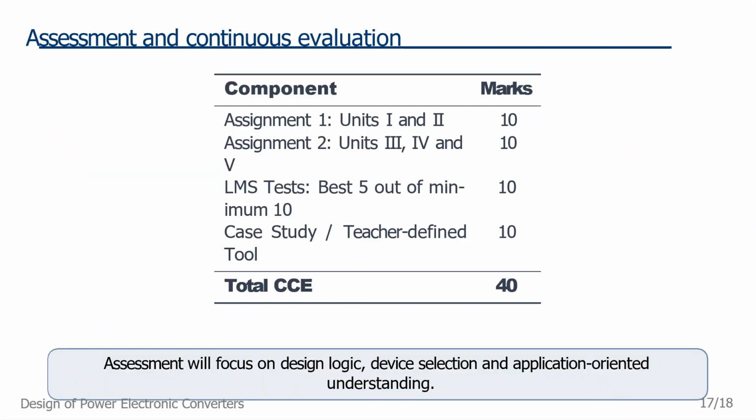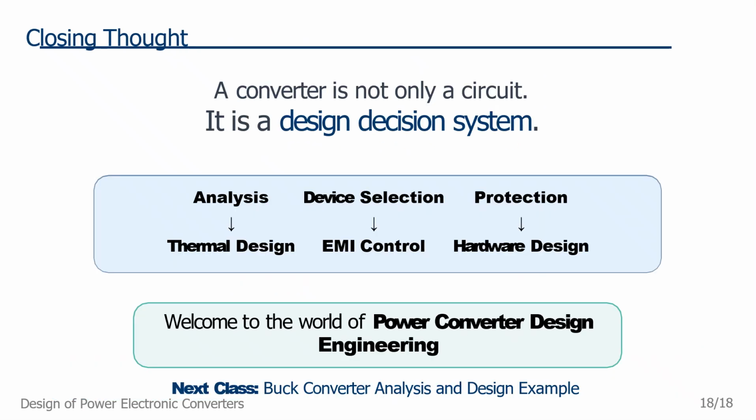The assessment for this subject is carried out through these four parameters. You will have assignment 1, assignment 2, and LMS tests, out of which the best 5 will be selected. And there is one case study. Okay, I will guide you on how to do the case study and you have to submit it. Okay, so these are the assessment techniques and you will have 40 marks for your CC, and the remaining 60 marks will be given for your end semester exam. There is no end semester exam for this subject.